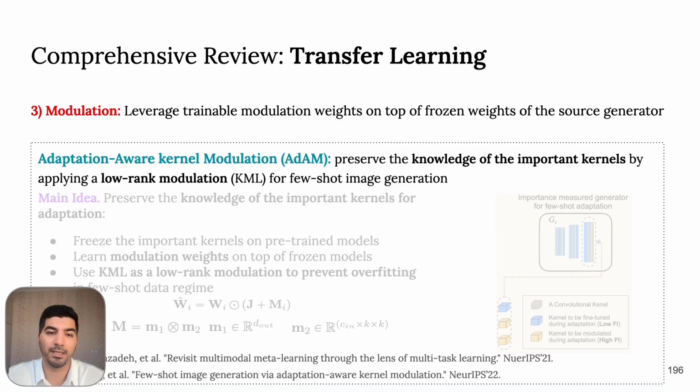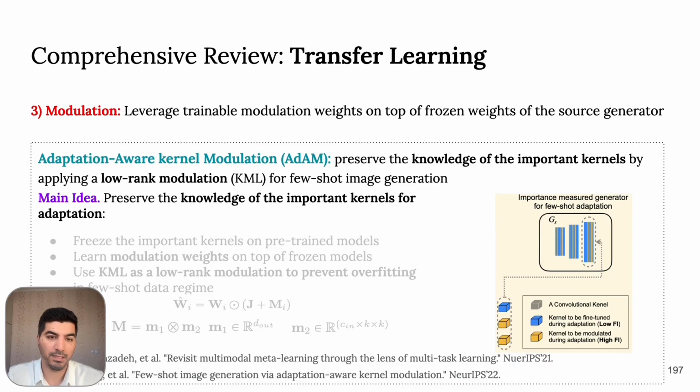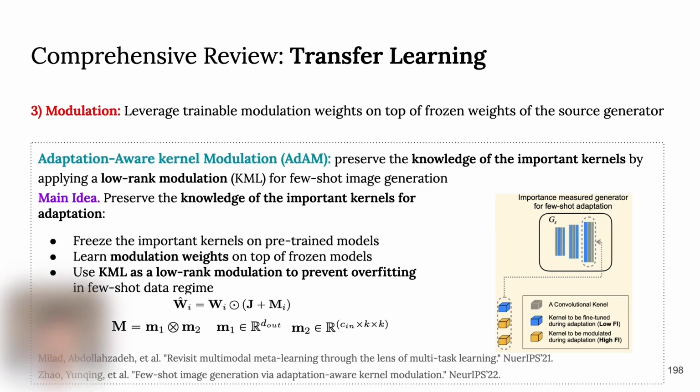Another work is adaptation-aware kernel modulation, or ADAM. This is our work in NeurIPS 2022. This work uses modulation for few-shot image generation. The idea is to preserve the knowledge of the important kernels. After finding important kernels, the knowledge on these kernels is preserved using modulation weights. And here we apply a kernel modulation technique, which is a low rank modulation, to prevent overfitting.